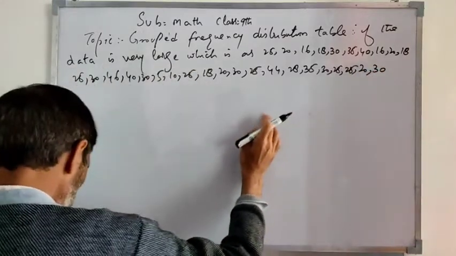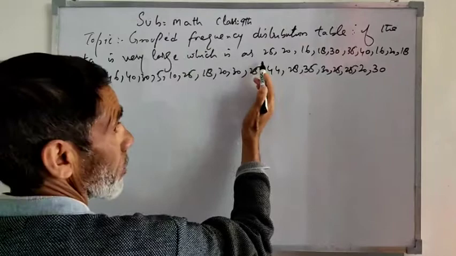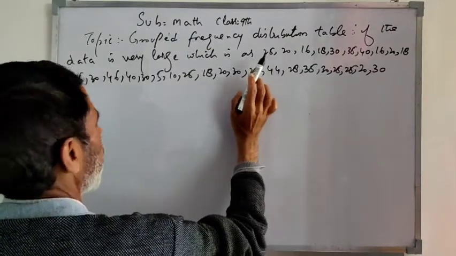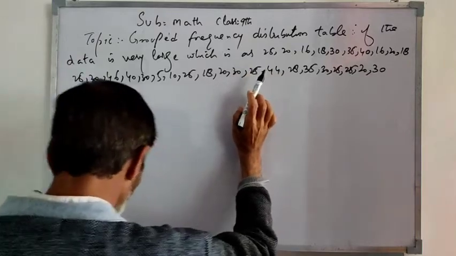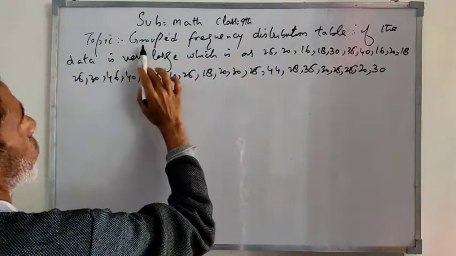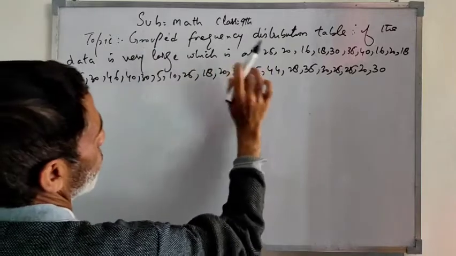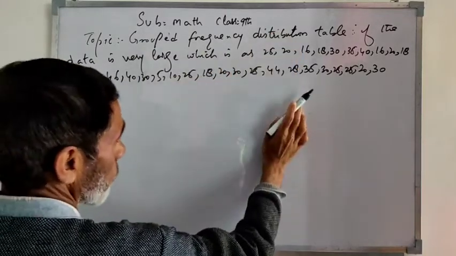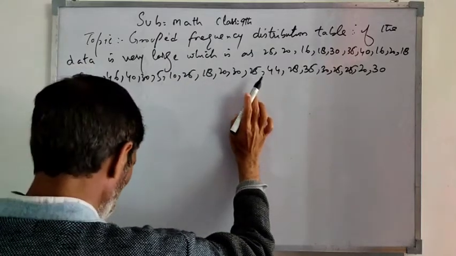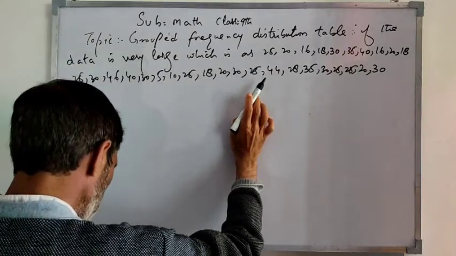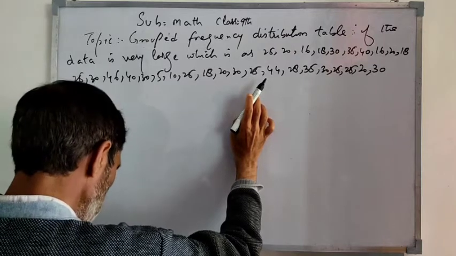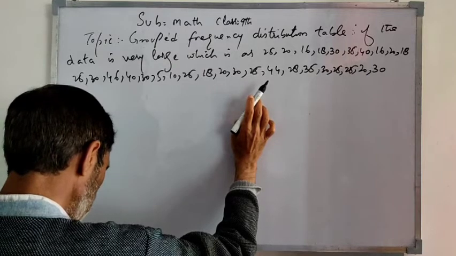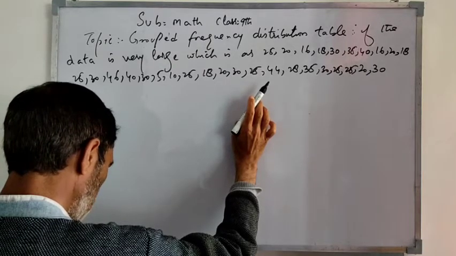These are the marks obtained by 30 students of class 9th in a school out of 50 marks. We have to make a grouped frequency distribution table of this data. Since this data is very large, we will condense it into groups or classes. These groups are called classes or class intervals, and their size is the class size or class width.